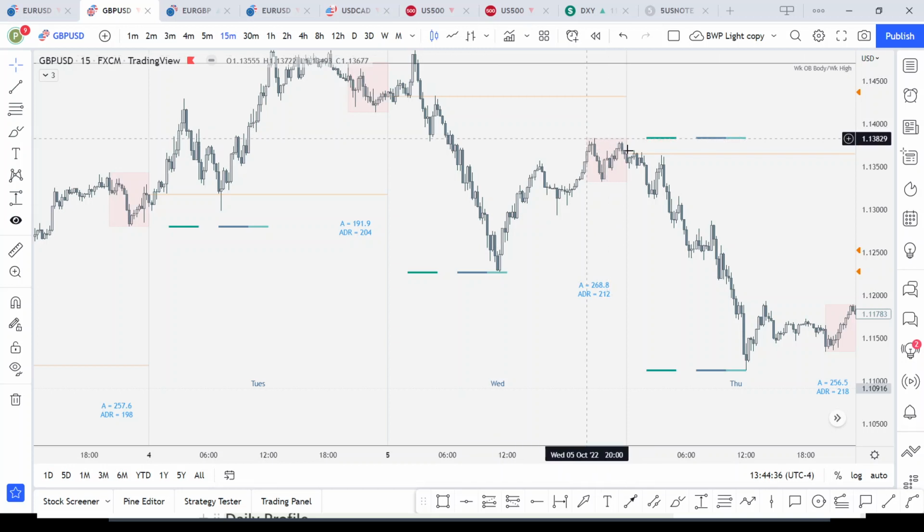So my trade executions last week were quite terrible. I was trying to avoid a loss. I wanted everything to be perfect, and I ended up missing all these moves. I ended up missing on them.